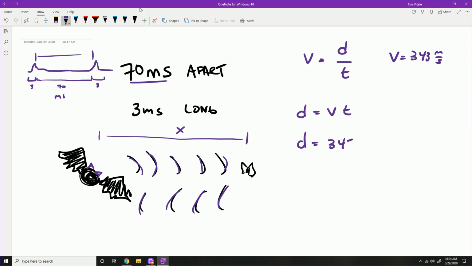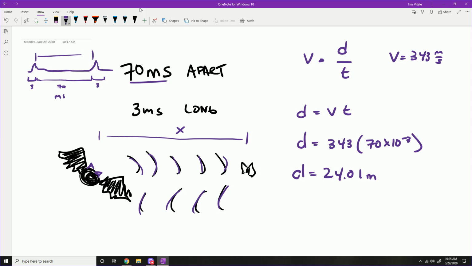And the speed is 343, and the time is 70 milliseconds, because that's how long it has to go that full distance. So it's going to be 70 milliseconds. Milli is times 10 to the negative 3. You have to convert this to seconds, because this speed is in meters per second. So that means that the time has to be in seconds, and the distance will be in meters. So we have to convert that by just doing times 10 to the negative 3. And when I put that into the calculator, I get 24.01 meters.